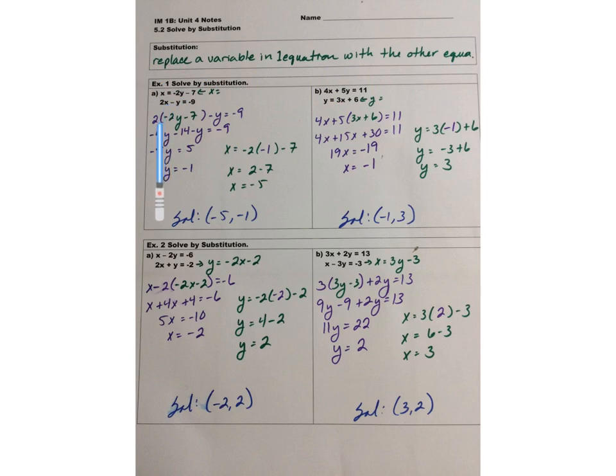second equation. So I get 2 times the quantity negative 2y minus 7 minus y equals negative 9. And now the x's are all gone, so now we can solve for y. So I'm going to distribute the 2. So I get negative 4y minus 14 minus y equals negative 9. I'm going to combine my like terms. Negative 4y minus y is a negative 5y. And if I add the 14 to the other side, I get equals 5. Divide both sides by negative 5, and y equals negative 1.